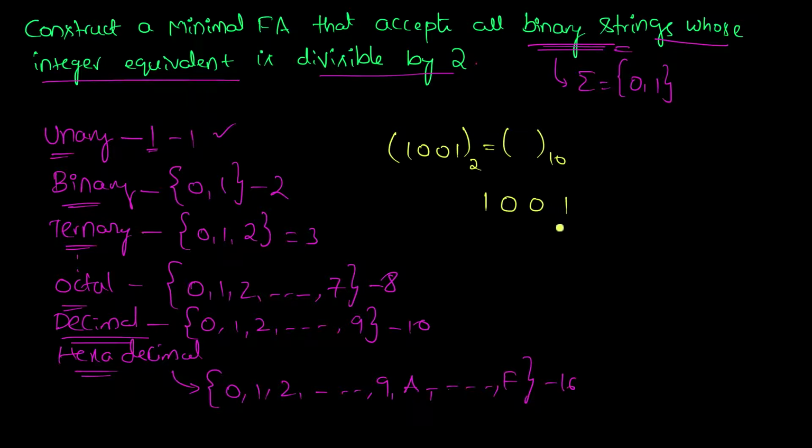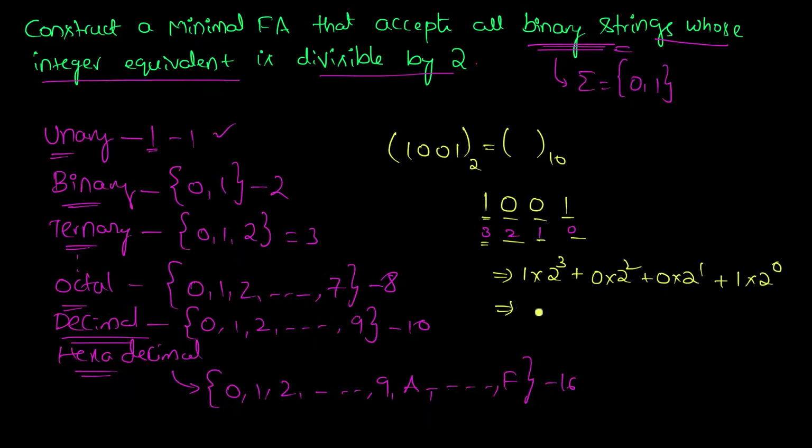We take the binary number 1001 and give the positions. Leftmost digit will be our 0th position, and the next position will be 1, and next is 2, next is 3, right? So these are the positions and we multiply each digit by the corresponding power of the position, right? So this will be equal to 1 into 2 power 3 plus 0 into 2 power 2 plus 0 into 2 power 1 plus 1 into 2 power 0, right? So this is equal to 8 plus 0 plus 0 plus 1. This is equal to 9. So 1001, which is binary, is equivalent to 9 in decimal, right?